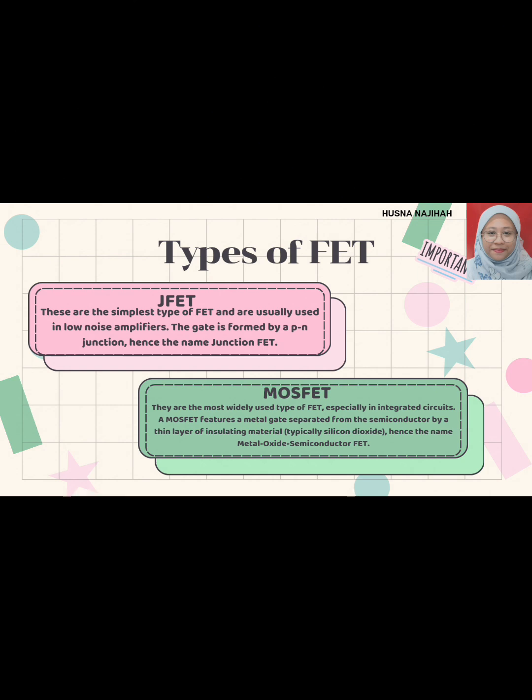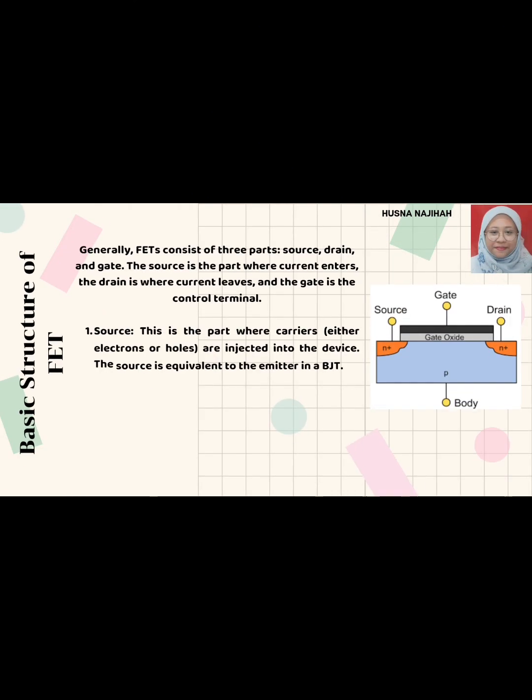JFET are the simple type of FET and are usually used in low noise amplifiers. The gate is formed by a PN junction, hence the name junction FET. MOSFET are the most widely used type of FET, especially in integrated circuits. A MOSFET features a metal gate separated from the semiconductor by a thin layer of insulating material, which is typically silicon dioxide, hence the name metal oxide semiconductor FET.